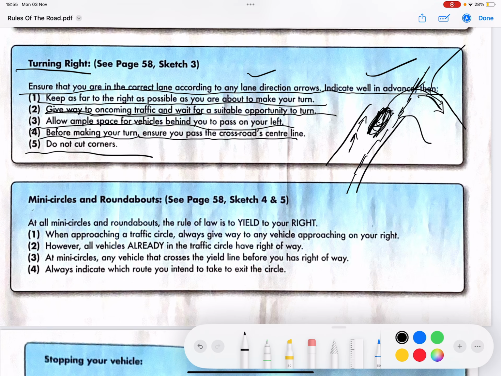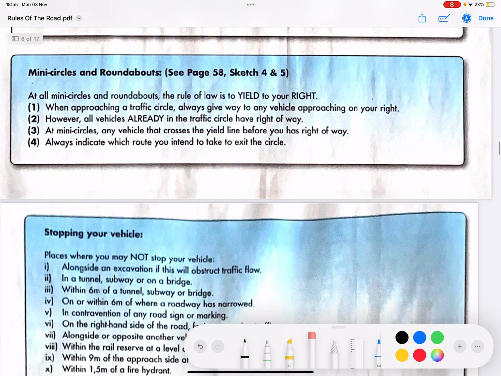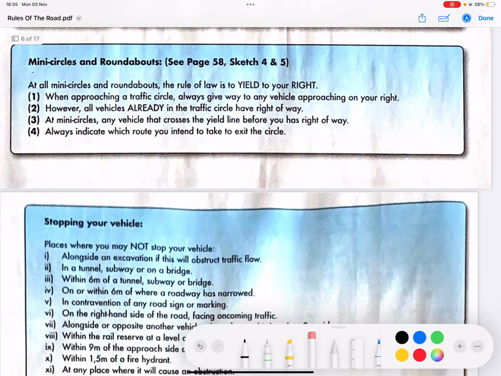Okay? Right. And then we now go on to mini circles and roundabouts. They're saying here the most important thing. At all mini circles and roundabouts, the rule of the law is yield to your right. Give way to vehicles that are approaching from the right. When approaching a traffic circle, always give way to any vehicle approaching from the right.